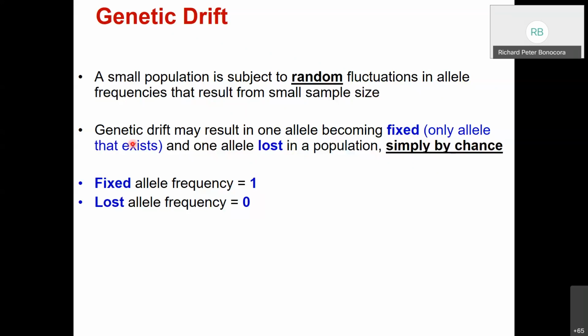And so if we look at genetic drift, it can result in one allele becoming fixed, if only that one allele exists, or it can be lost. And this is all due simply to chance.